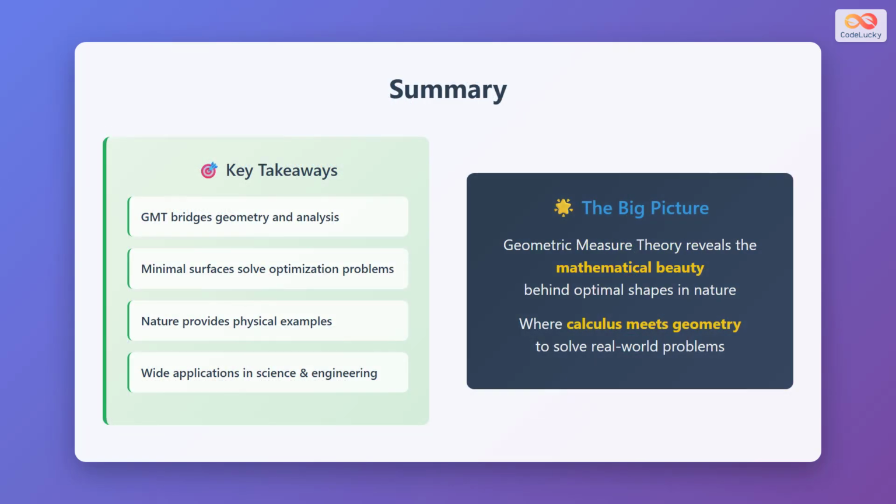Here is the summary of geometric measure theory. It bridges geometry and analysis. Minimal surfaces solve optimization problems. Nature provides physical examples. It has wide applications in science and engineering. Geometric measure theory reveals the mathematical beauty behind optimal shapes in nature, where calculus meets geometry to solve real-world problems.